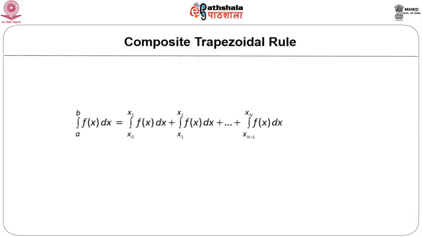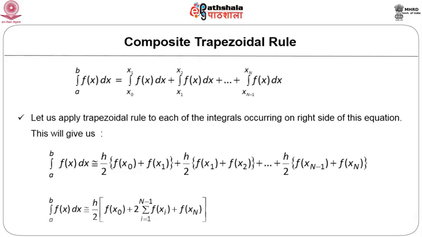And now to each of these integrals we apply the trapezoidal rule to get the value. So our formula becomes: the integral from a to b of f(x) dx is equal to, for the first, x0 to x1 of f(x) dx is h by 2 times f(x0) plus f(x1). Second, x1 to x2 of f(x) dx is h by 2 times f(x1) plus f(x2). The third is h by 2 times f(x2) plus f(x3), and so on, the last being h by 2 times f(x(n-1)) plus f(xn). So let us combine the sum.